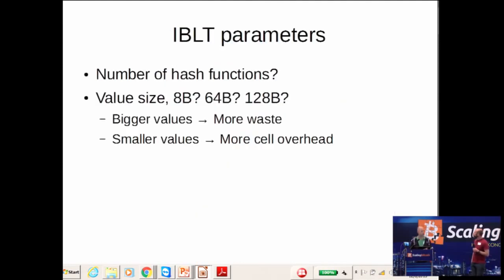So we'll do some simulations, and for those we need to nail some parameters. The first one is the number of hash functions to use, and the second one is the value size, or the slice size. In my previous slide, I had 3 hash functions and 64 byte values, slices. I will show you where those come from.